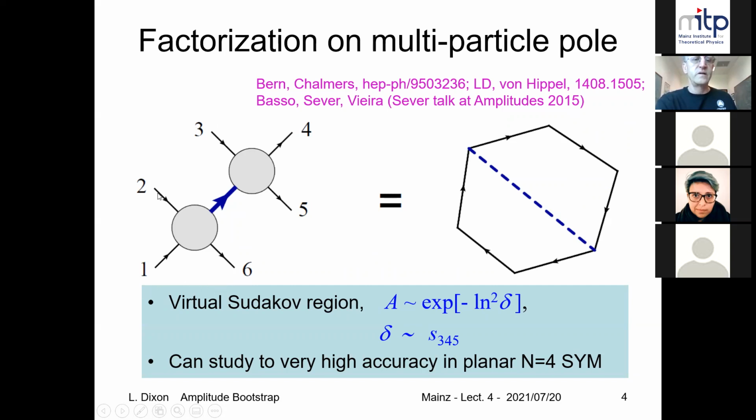In this limit, 1 and 2 can scatter, and they can produce the real particle 6 and an almost on-shell particle that then collides with 3 and generates particles 4 and 5. So this 3 goes to 3 factorization is a cleaner way to think about the multi-particle pole.